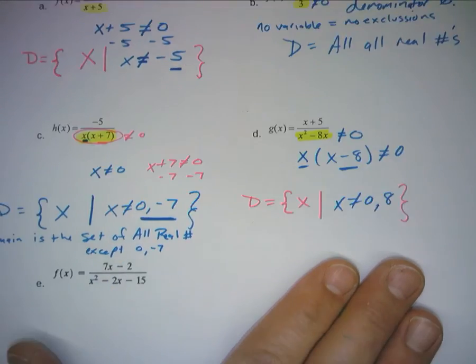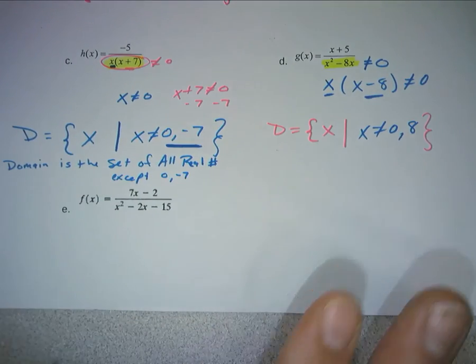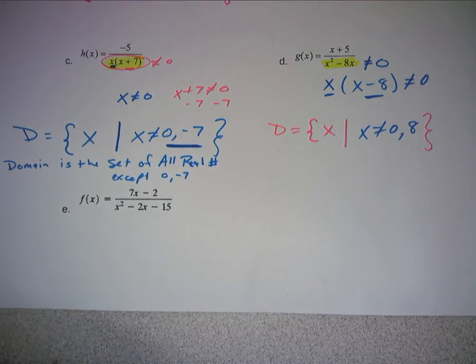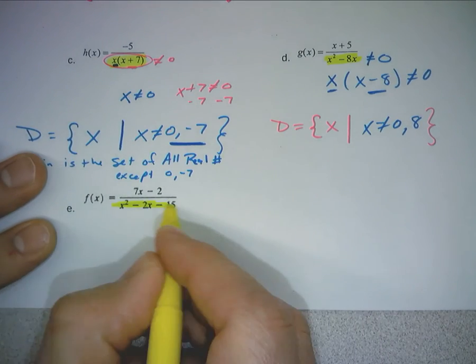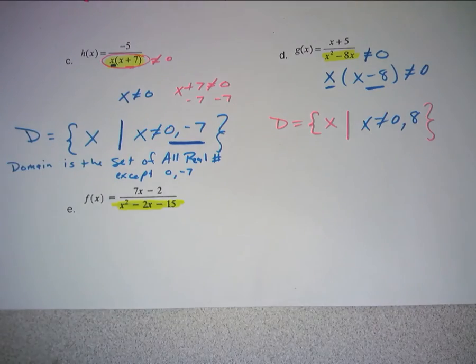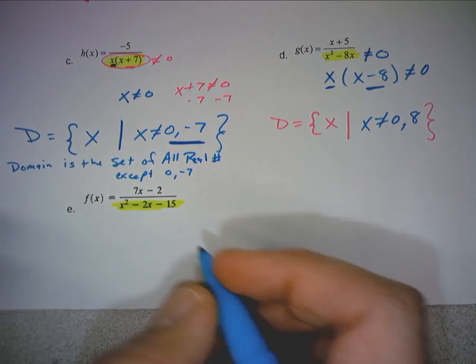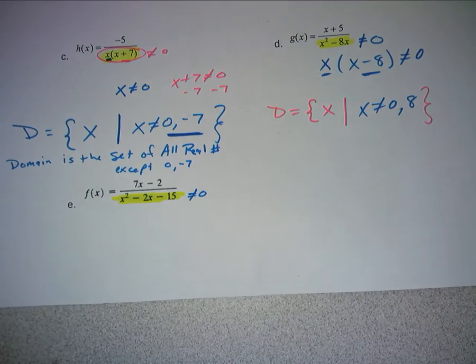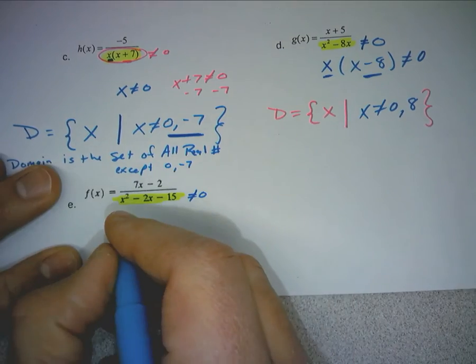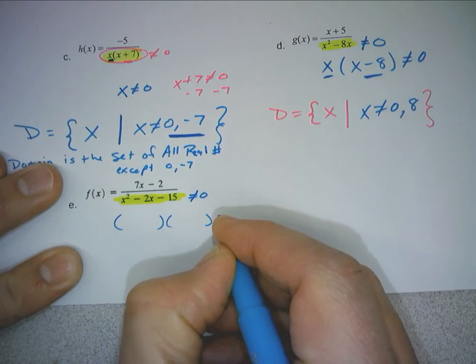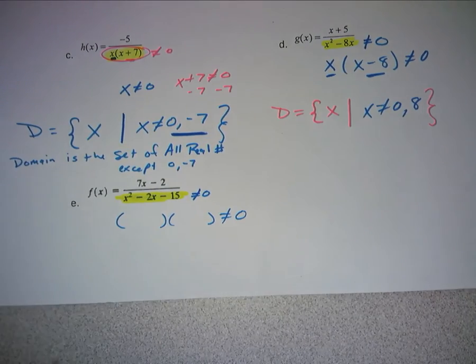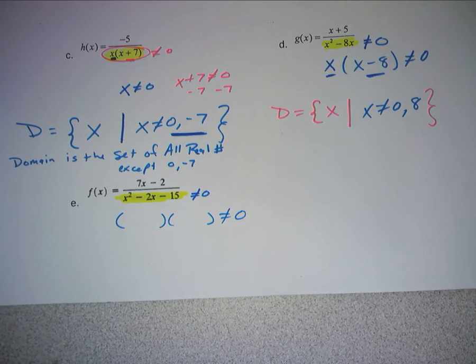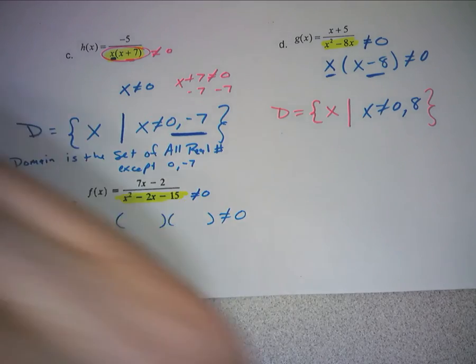All right, I got one more of these domain ones. Okay, so last one, E for domain, and we got some simplifying we can do. When I look at this denominator, now we got a trinomial. And I know if I'm looking for domain, my denominator can't be 0. So I go back and factor, just like we did in the last section. So I've got x squared minus 2x minus 15. We want to solve that, guys. So I factor.